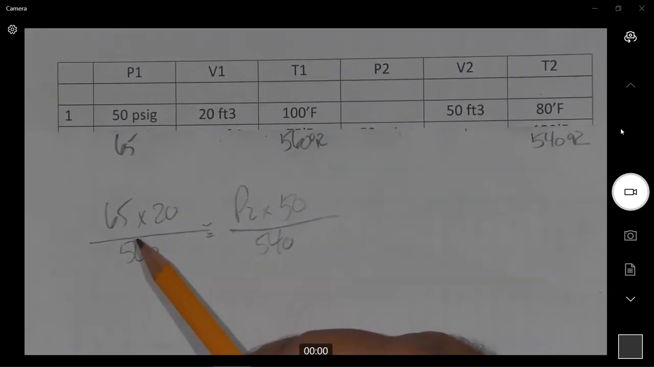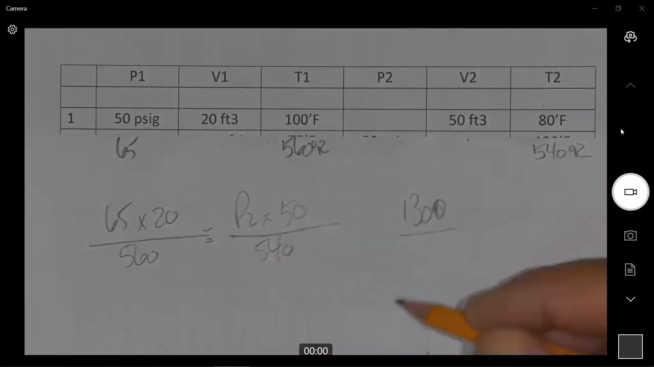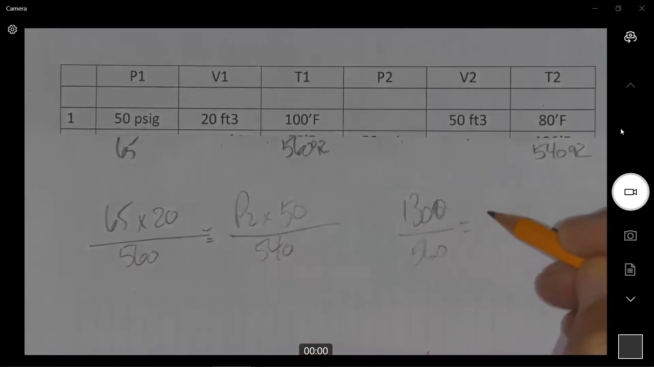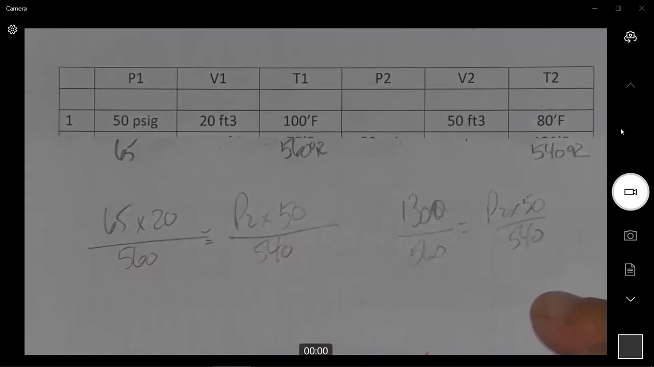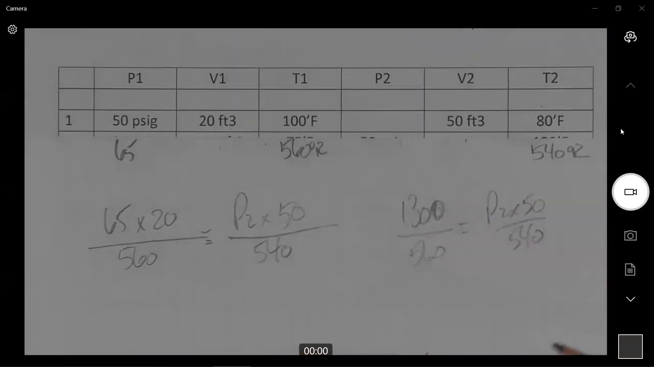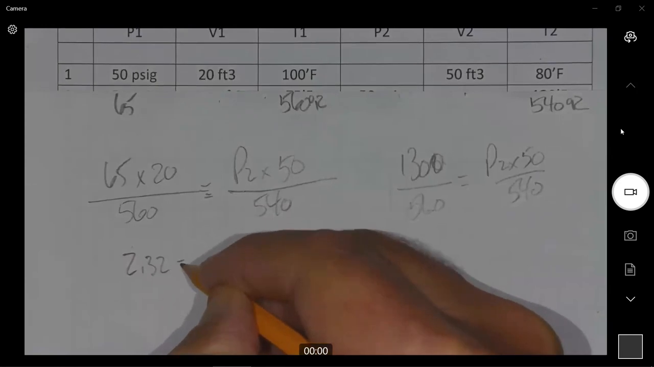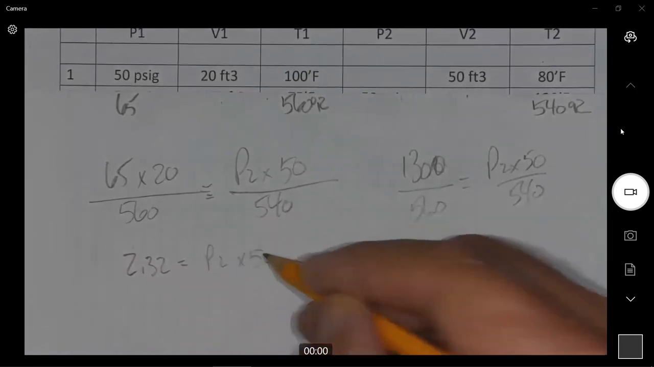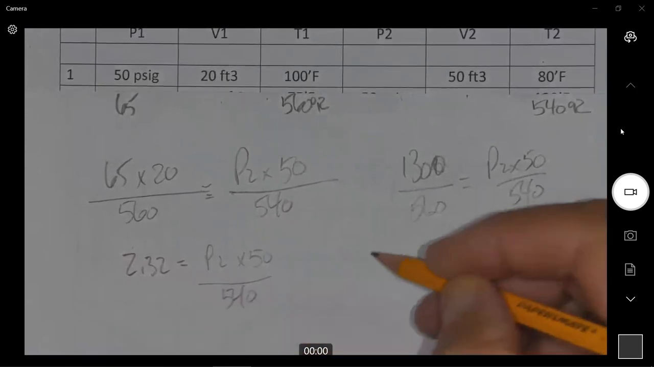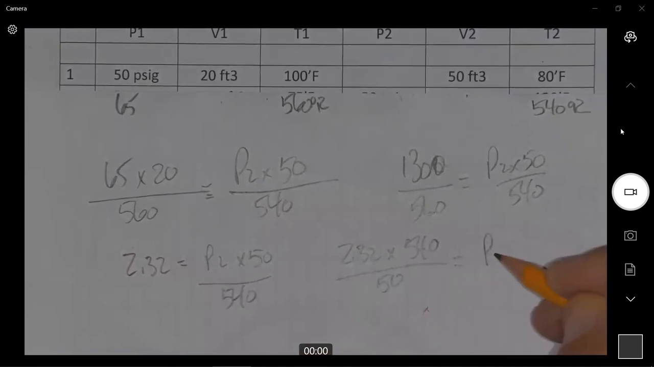65 times 20, 1300. 560 equals V2 times 50 over 540. I can complete that. 1300 divided by 560, 2.32. There's a few different ways I can do this. Let's do it this way. So I'm going to go down now. 2.32 equals P2 times 50 over 540. Math: 2.32 times 540 divided by 50 equals P2.